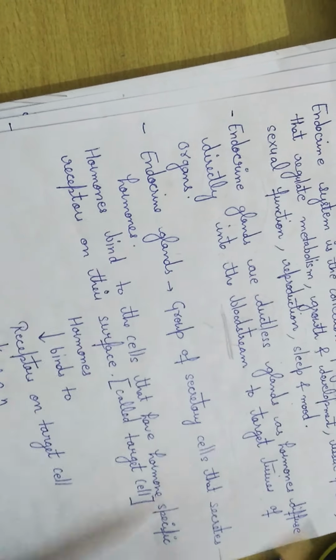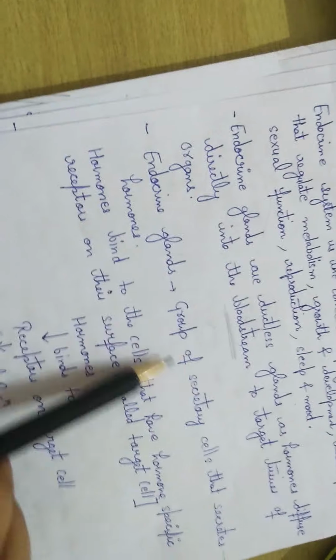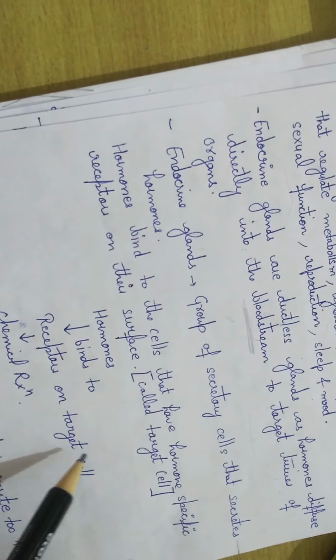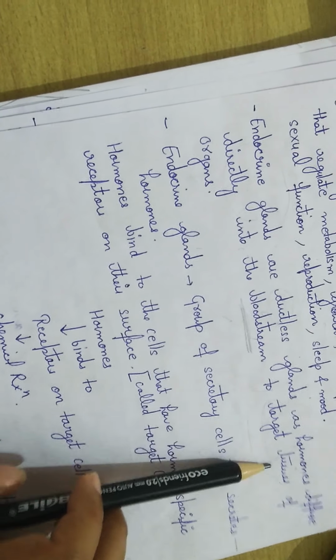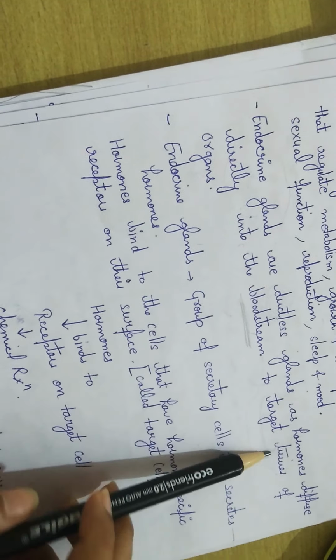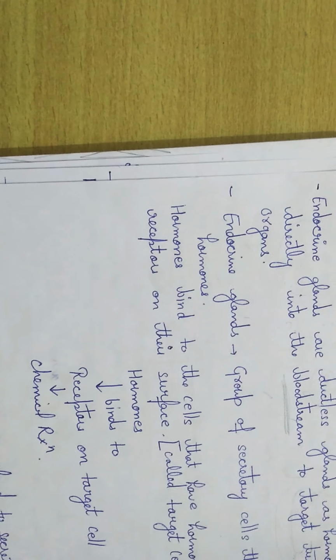Now, as I have told you, the gland has cells. So an endocrine gland has a group of secretory cells that will secrete the hormones into the bloodstream, and from the bloodstream those hormones will be carried towards a target tissue, and there they will bind to their particular receptor on the target cell, and then it will show its effect. In this chapter we have to learn which hormone is released from which gland and what its function is. So we need to remember this.